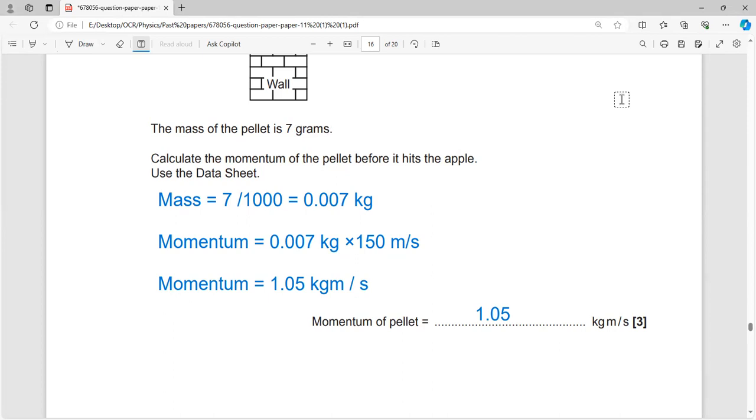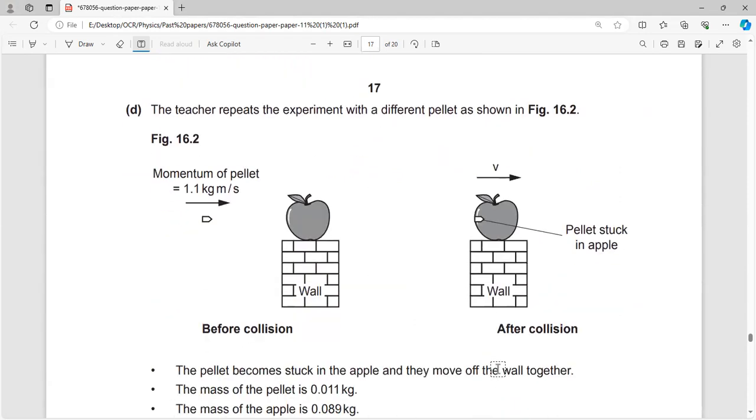Second is the momentum. So momentum is equal to the mass multiplied by the velocity. Now mass is 0.007 kg multiplied by 150 meter per second, and the total momentum will be 1.05 kg meter per second. So that will be 1.05. You can also round this value to two significant figures, 1.1. We're going to proceed to the next question here, and a teacher repeats the experiment with a different pellet shown there. Now, the momentum of the pellet is 1.1 kilogram meter per second.